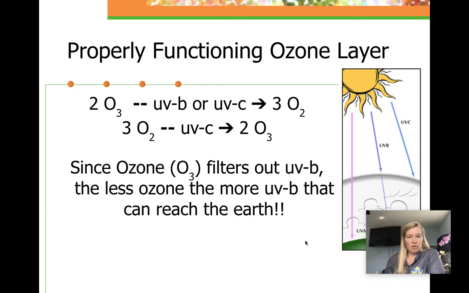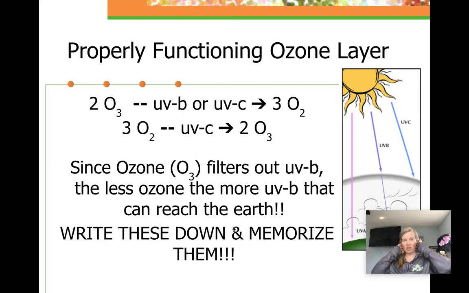Since ozone filters out UVB, notice the ozone here filters out the UVB. If there's less ozone around, more UVB reaches the earth. So these are super important equations. There's a whole bunch of other equations, but you don't need to memorize those. So in your notes, these really important equations are at the top of page 2. Be sure you write those down and know those.